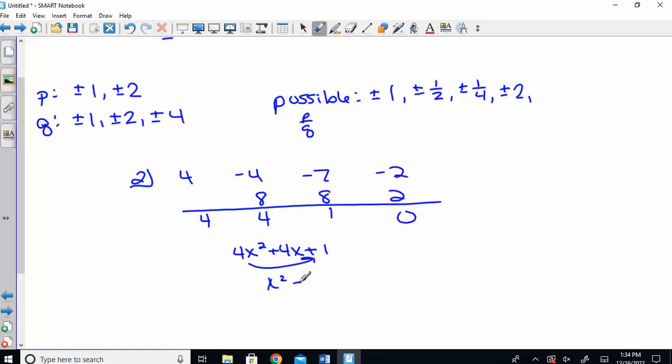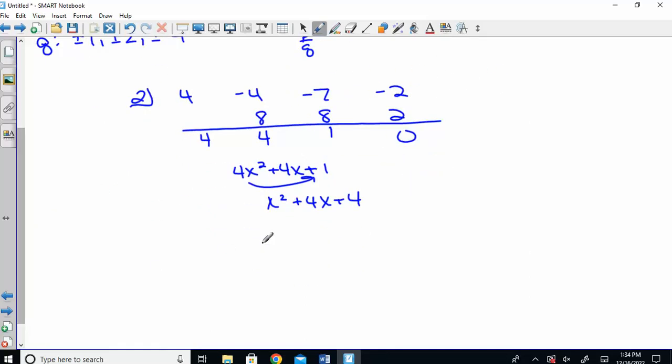Okay. So multiply to 4 and add to 4 would be 2. Oops, I skipped a step, didn't I? x plus 2 and x plus 2. And we started out multiplying by 4, so you have to divide by 4. 2 over 4 reduces to 1/2, so we get 2x plus 1 times 2x plus 1.